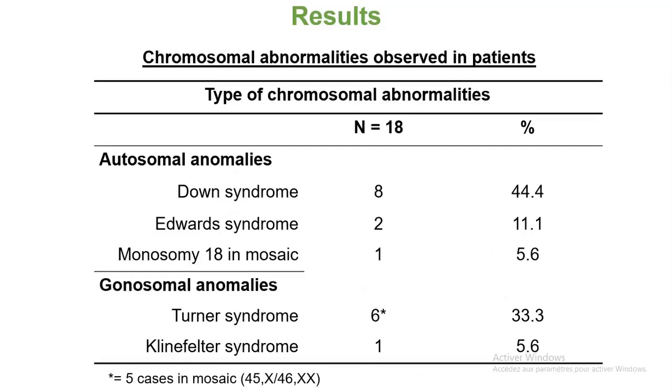The chromosomal abnormalities observed in our patients are listed in this table. For the autosomal abnormalities, we have 8 cases of Down syndrome, 2 cases of Edwards syndrome, and 1 case of monosomy 18 in mosaic. For the gonosomal abnormalities, we have 6 cases of Turner syndrome, of which 5 are in mosaic, and we have 1 case of Klinefelter syndrome.